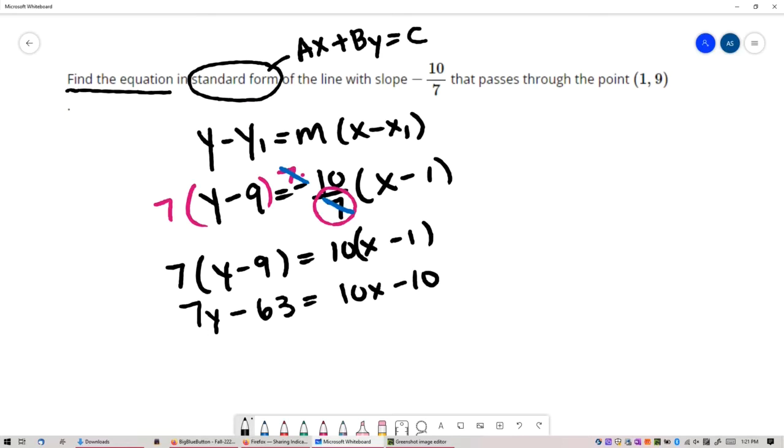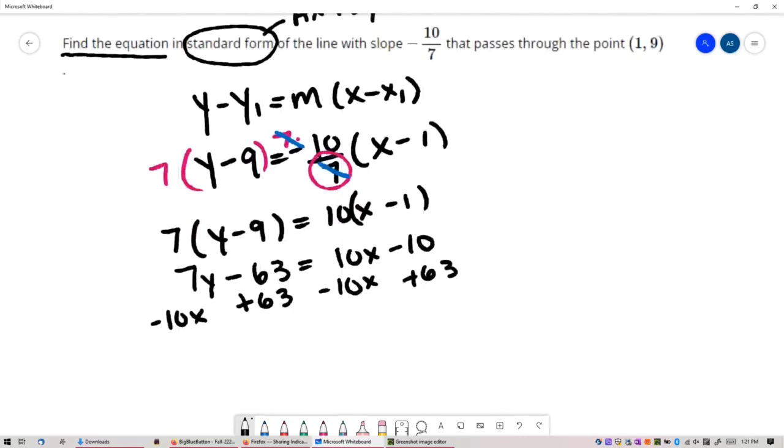And now I'll group the x's to one side. I'm going to subtract 10x. And I'll get the constants on the other side. I'll add 63. So on the left, I have negative 10x plus 7y equals 53.